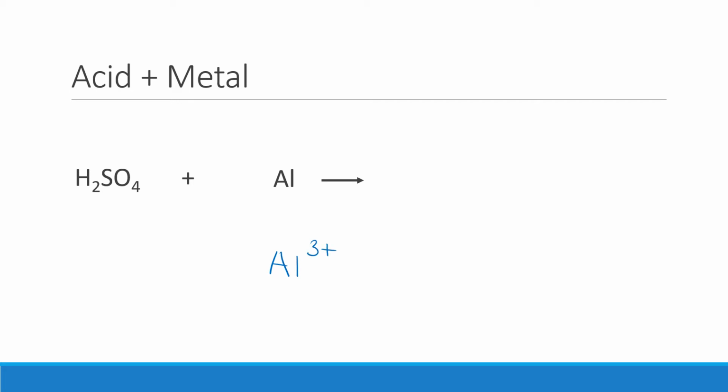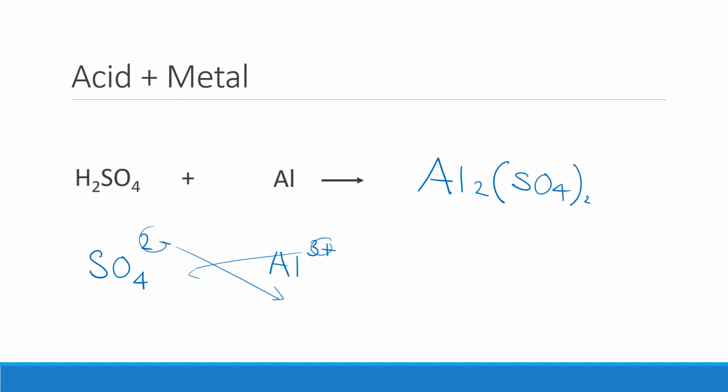Now, what charge does the sulfate ion have? Well, I see 2 hydrogens here, so that tells me that sulfate must have a -2 charge. And so in this case, if I think about crisscrossing, I am going to need 2 aluminums and 3 sulfates. So that is Al2(SO4)3 plus my hydrogen gas. And so there are my products.